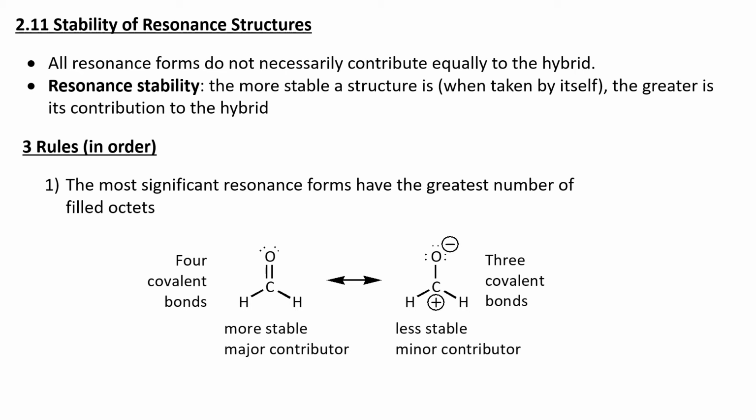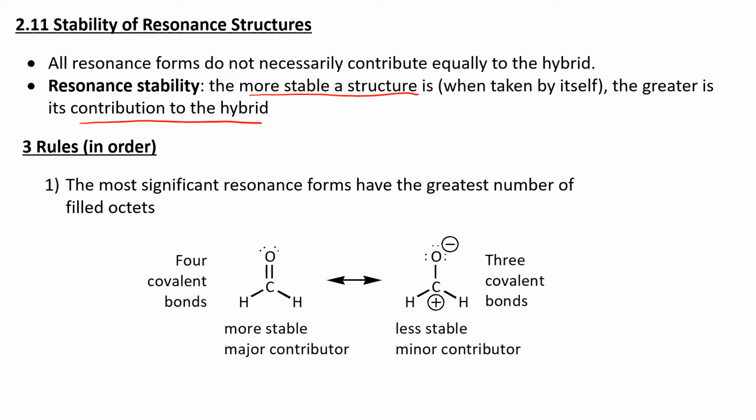Section 211 deals with the stability of resonance structures. All resonance forms don't necessarily contribute equally to the hybrid. So resonance stability tells us that the more stable structure will contribute more to the hybrid. There's 3 rules that we're going to follow in order.